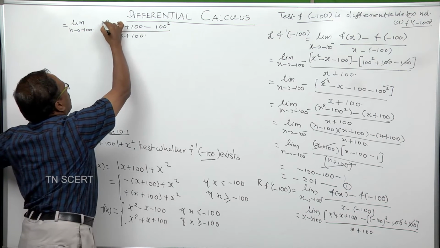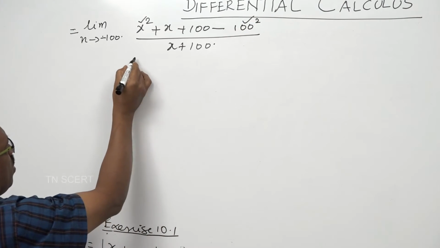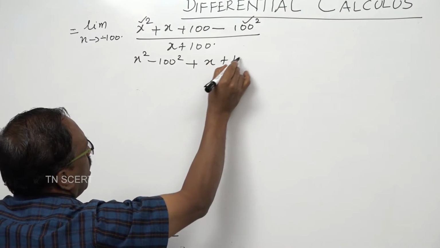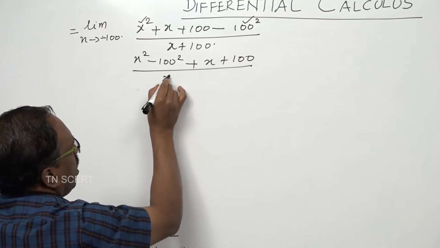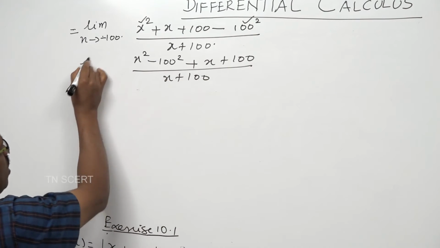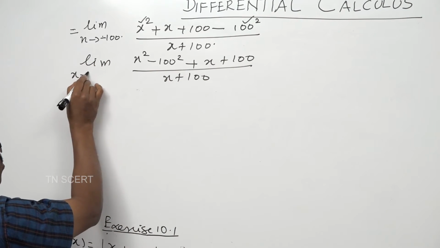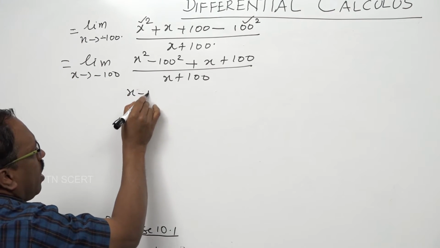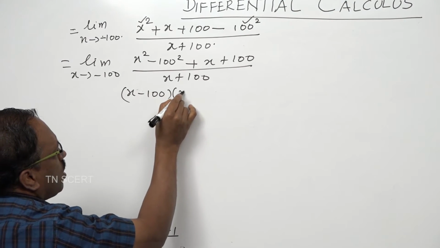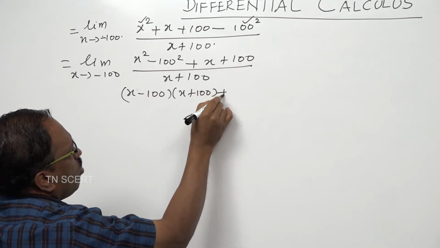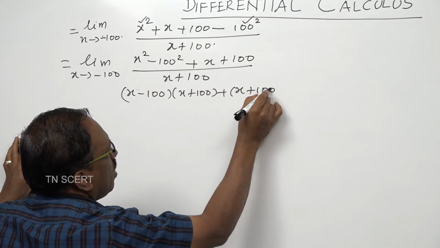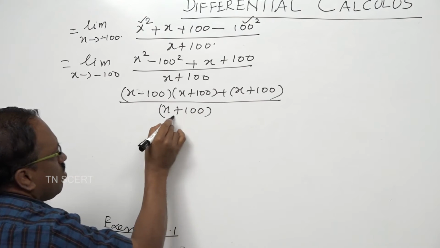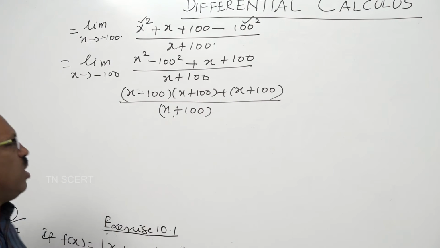Now you take this and this as a common term. Now x square minus 100 square plus x plus 100, whole divided by x plus 100, limit x tends to minus 100. Here also x minus 100 and then x plus 100, plus x plus 100, over x plus 100. Like this I got the value now.